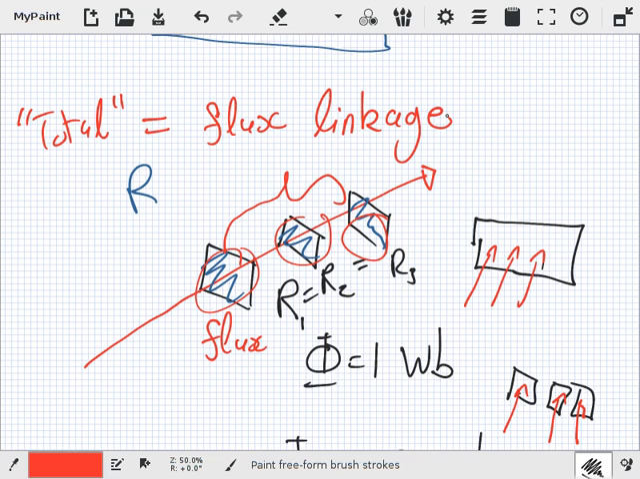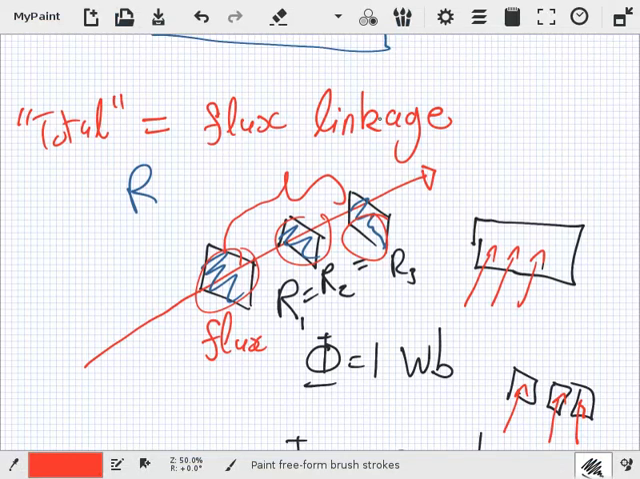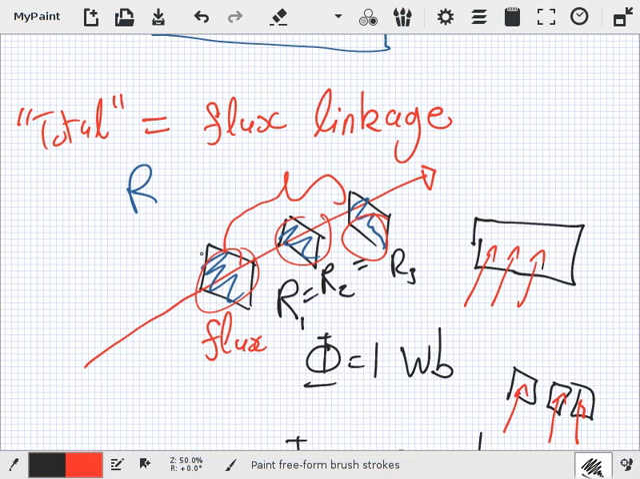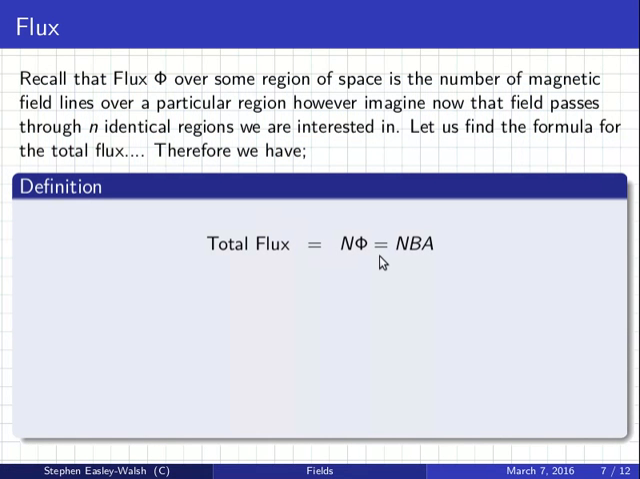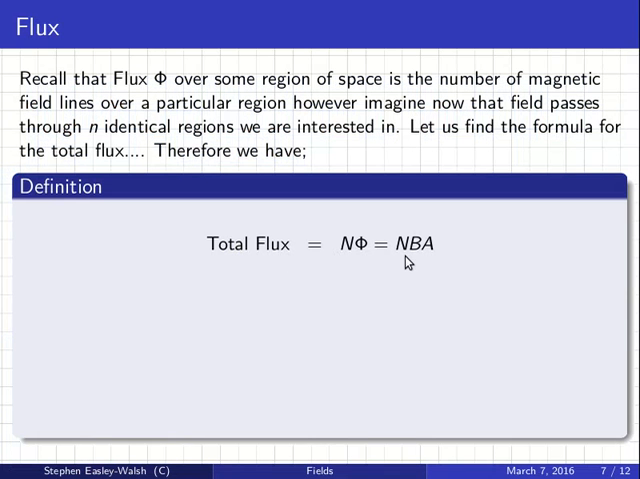So the total flux, which is called the flux linkage, you just have to multiply. If you have 3 pieces, you multiply it by 3. So in other words, if you have n pieces, you multiply it by n. The formula is quite simply n times the flux for 1. Or in other words, NBA, like the basketball. Because remember we said B is equal to flux over area, so flux is BA. So we have this formula here.